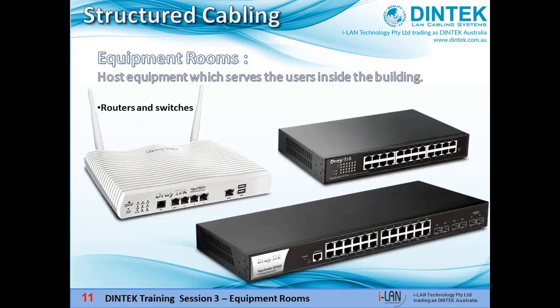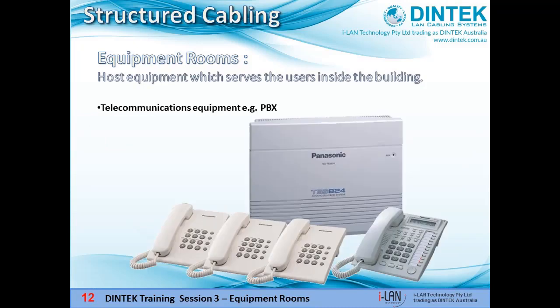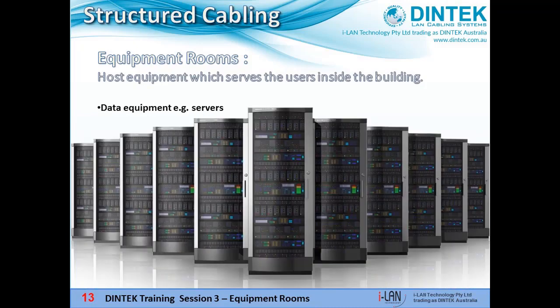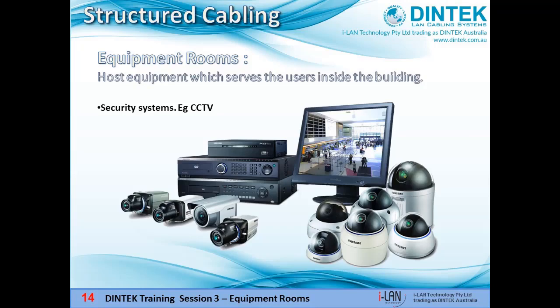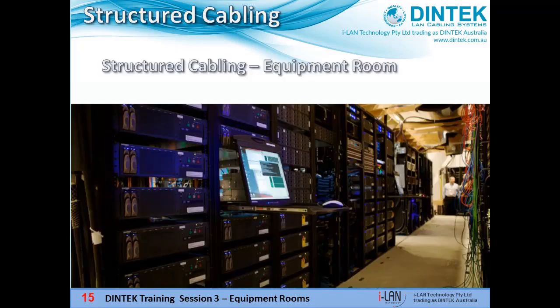Typically, equipment rooms contain equipment like routers and switches, PBX systems, servers, and security systems like CCTV. Here's a pretty impressive equipment room in a large commercial building. You can see here lots of servers and blinking lights on the left, and patch panels and cables everywhere on the right.